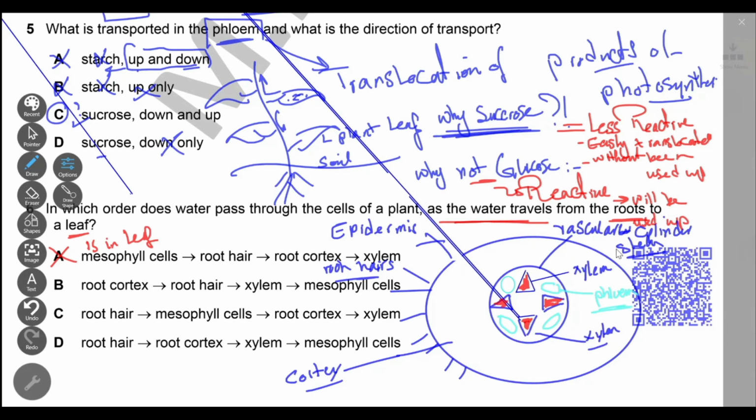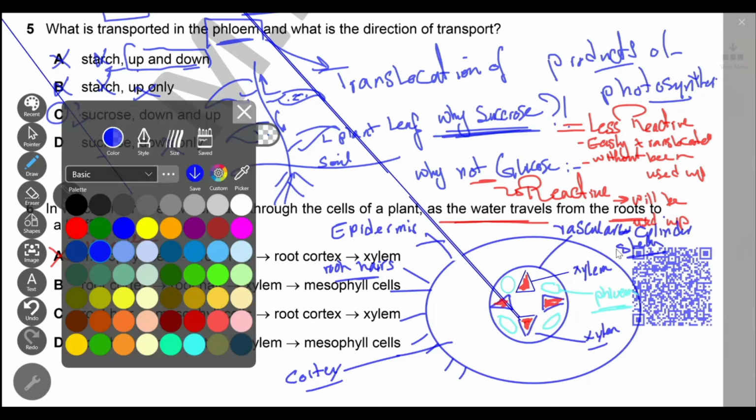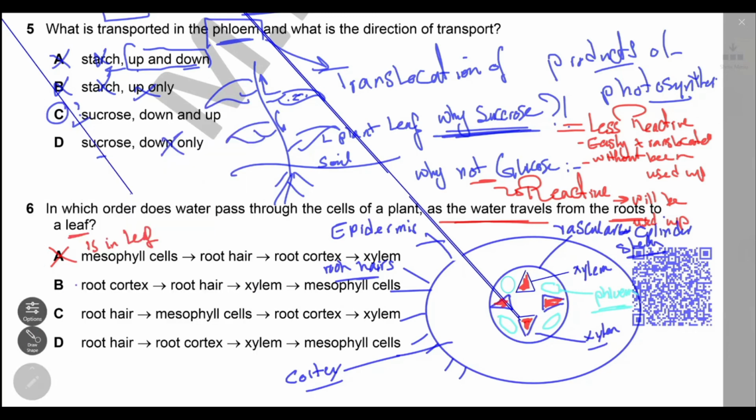So let's go back to our options. Option 1, excluded. Option 2, root cortex, then root hair? No, the root hair is in the epidermis, so it is not the correct answer. C, root hair, true. Mesophyll? How come it jumps from the root to the leaf? Incorrect. Root hair? Yes. Root cortex? Yes. Xylem? Yeah. Then to the mesophyll? It does make sense.